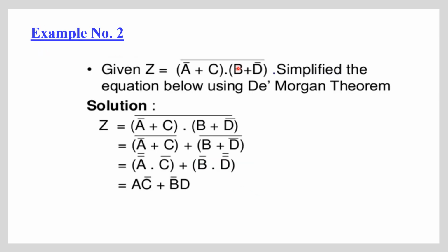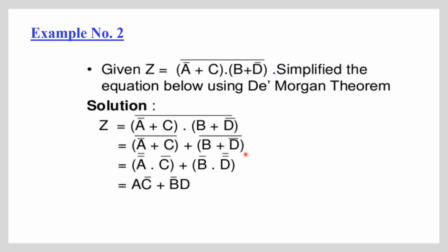Now let us see the second example. Given z is equal to a bar plus c into b plus d bar the whole bar. Simplify the equation below using De Morgan's theorem. So which theorem do we apply? The second theorem, that is a into b the whole bar. So we break the bar and the operator sign changes from and to or. So a bar plus c the whole bar plus b plus d bar the whole bar.